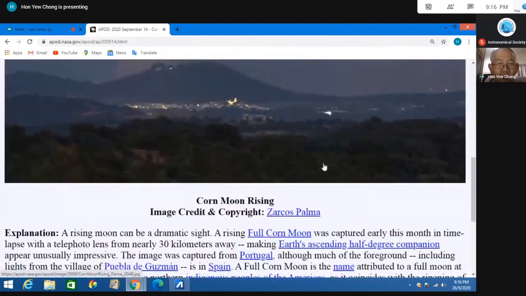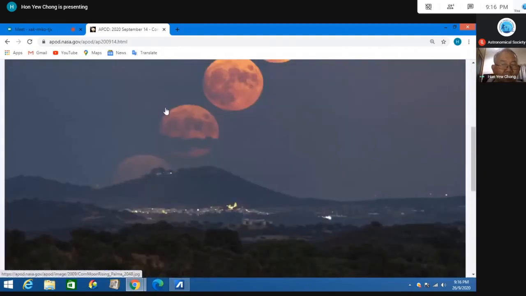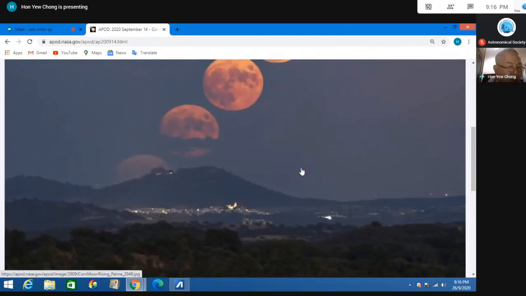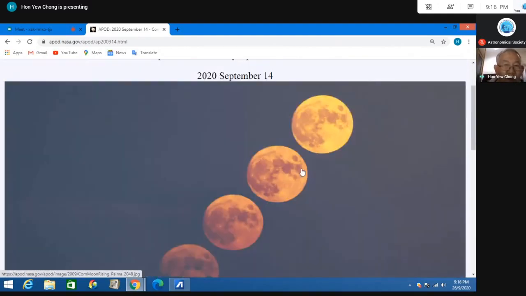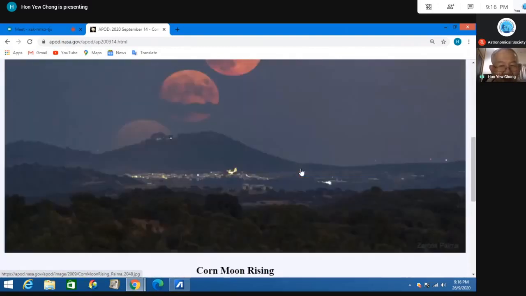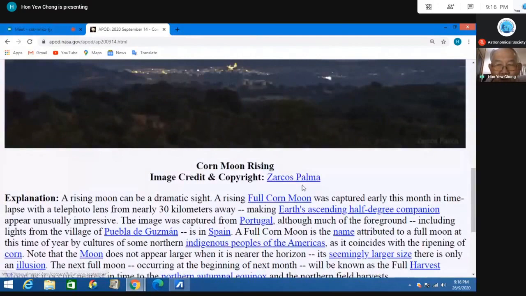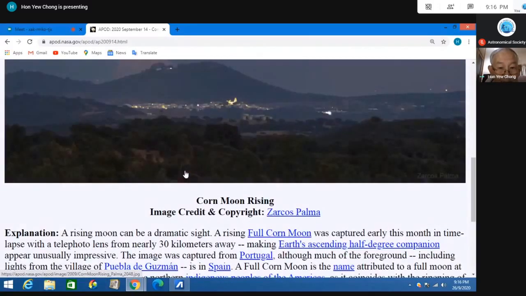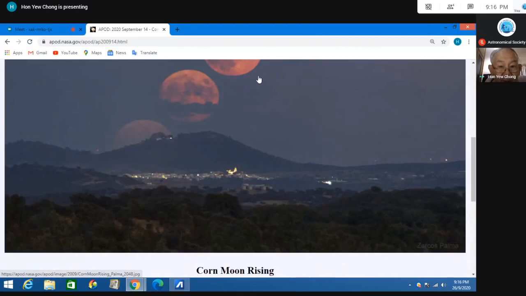Wow. Corn moon rising. Because corn moon is just like the harvest moon the Europeans and Americans always have. This is called the corn moon. And this one is taken by Zarcos Palma. I think he's a Portuguese astrophotographer. So he took a picture of this corn moon rising.